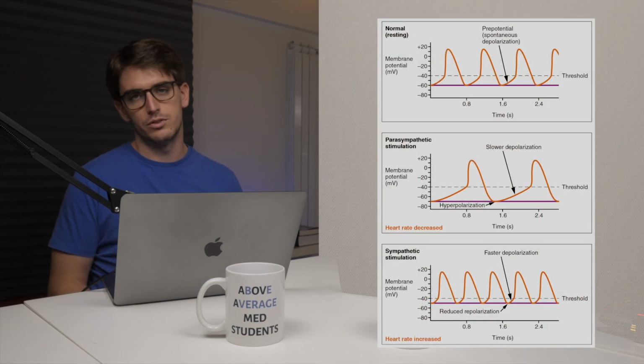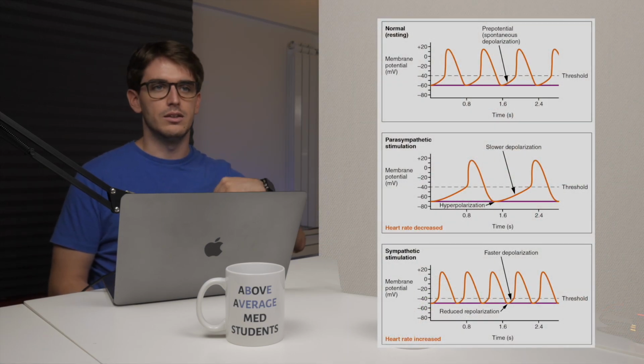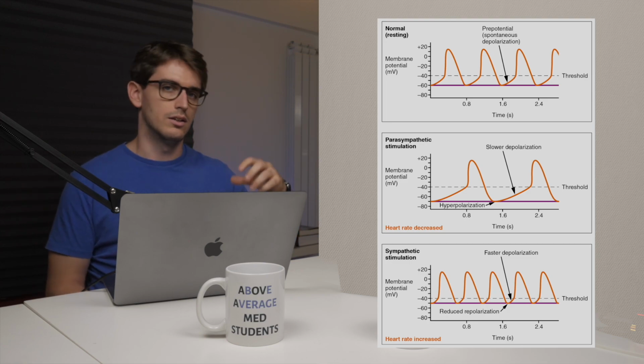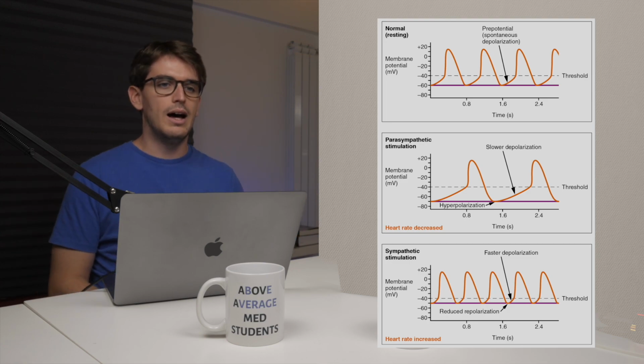This means that the fastest engine at the beginning of the system, the SA node, will actually determine the heart rate. Now you might be wondering, if the SA node is the natural pacemaker of the heart, and I told you that it normally fires at 100 beats per minute, why isn't our resting heart rate 100? Well, that is because of the modulation of our autonomic nervous system. Our autonomic nervous system, which is a part of the nervous system that we cannot control and is divided into sympathetic and parasympathetic, actively and constantly modulates how fast our heart beats.